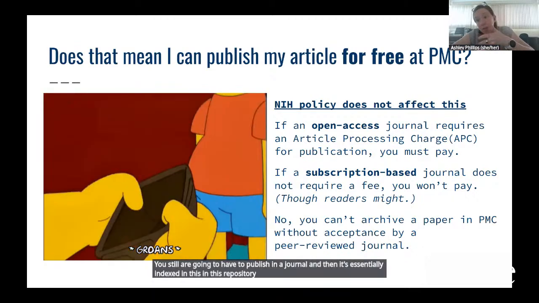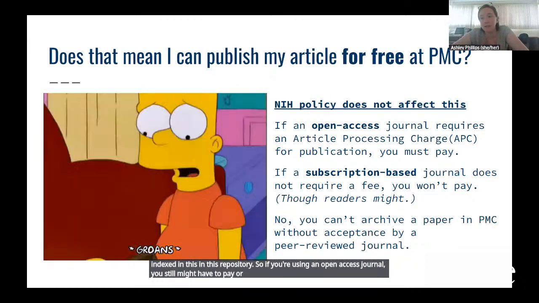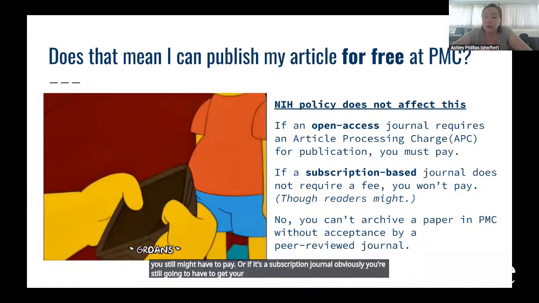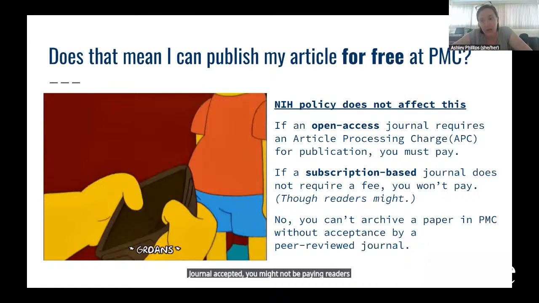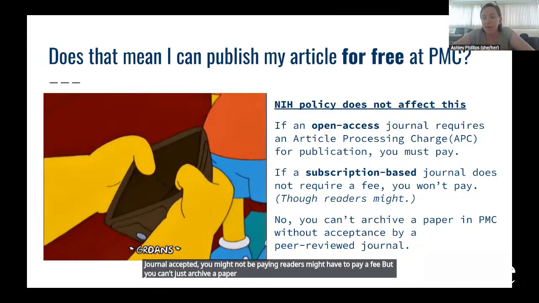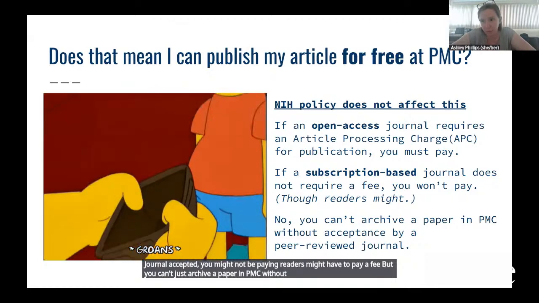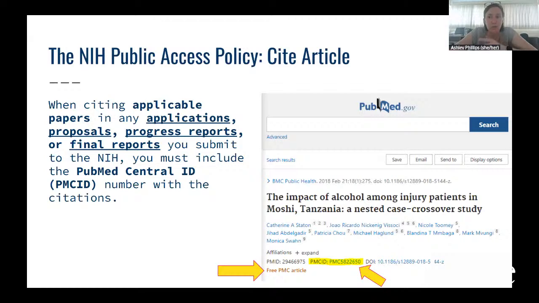So if you're using an open access journal, you still might have to pay, or if it's a subscription journal, obviously you're still going to have to get your journal accepted. You might not be paying. Readers might have to pay a fee, but you can't just archive a paper in PMC without being accepted by a peer-reviewed journal. If you guys have any questions, feel free to put them in the chat, or we'll talk at the end.